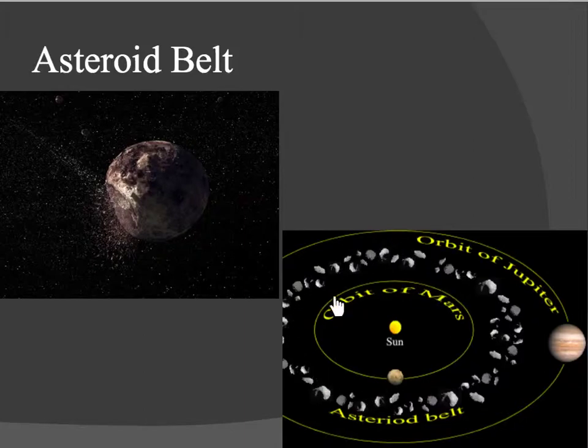All right, the asteroid belt comes right after Mars. You see right here, here's the orbit of Mars, here's the asteroid belt. It kind of serves as a dividing line between our terrestrial planets and our gas giants. It's a beautiful way to have our solar system organized.